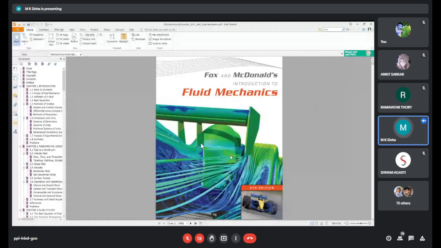See, this is the book, Fox and McDonald, Fluid Mechanics, 8th edition, sorry, not 9th edition. This is the 8th edition. The 9th edition may also be available, but the examples I have taken are from the 8th edition.